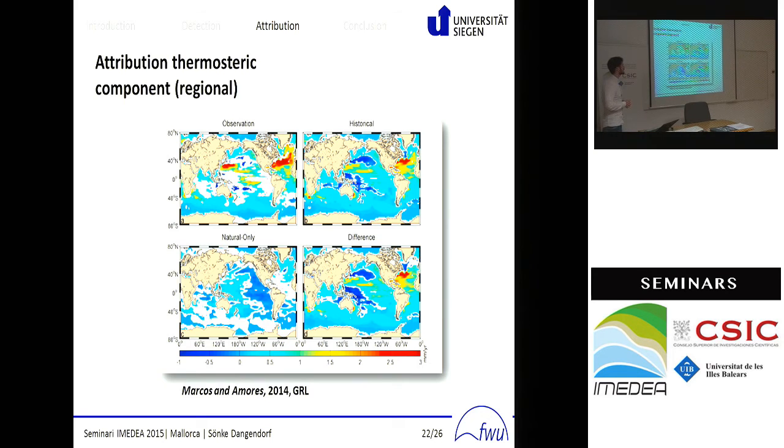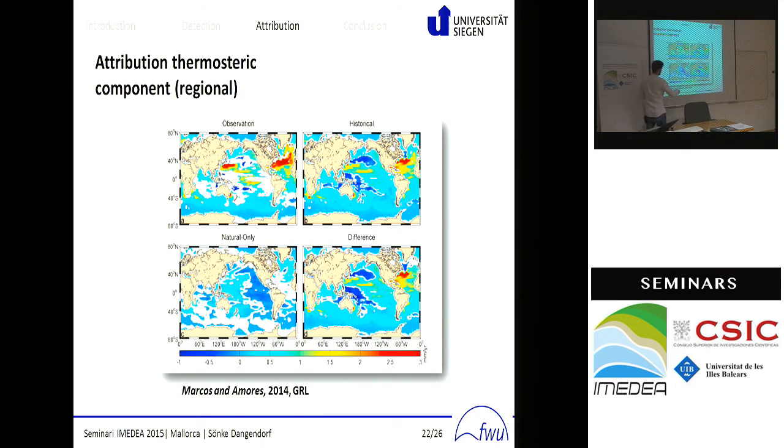The authors also looked into regional patterns of thermosteric sea level rise. Again, in the upper left, you see the observations. Then on the right side, you see the historical simulations by the climate models, the model average. You can see that the main features visible in the observations, for instance the large increase in the Pacific Ocean or in the North Atlantic, are roughly featured also by the climate models. So the climate models do a more or less reasonable job in reproducing the observed patterns of thermosteric sea level rise also on a regional scale.